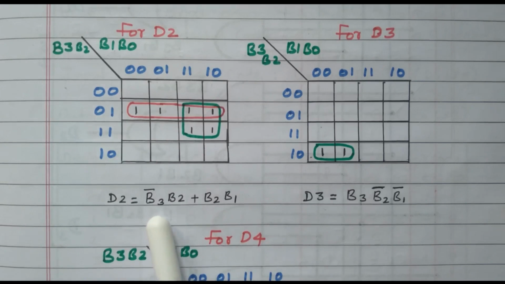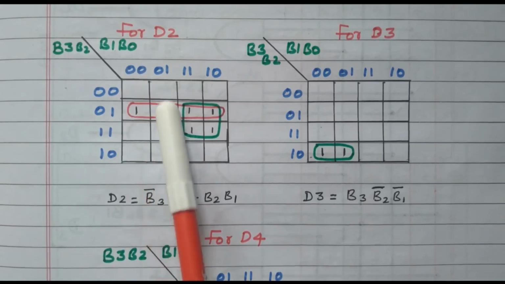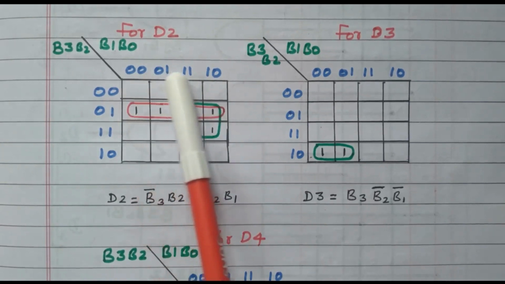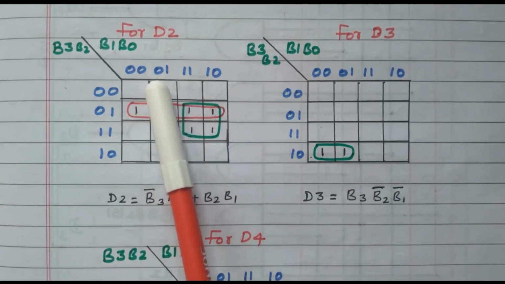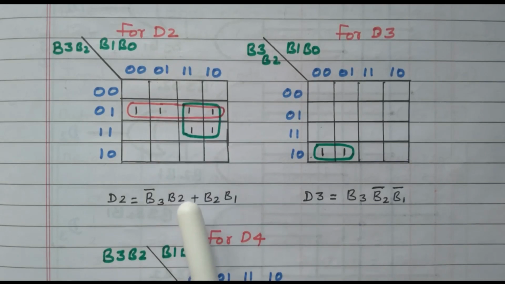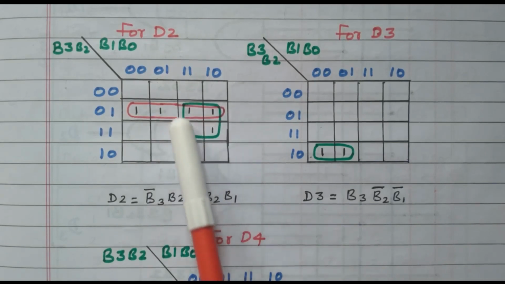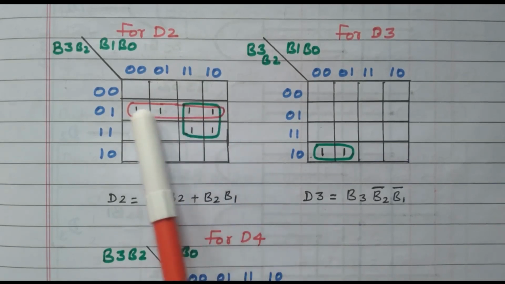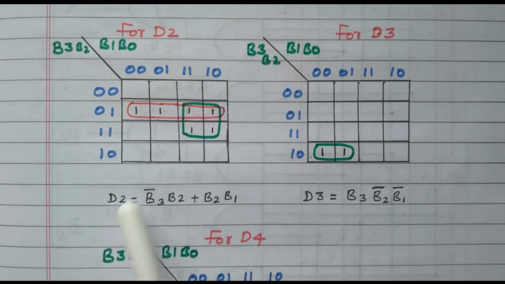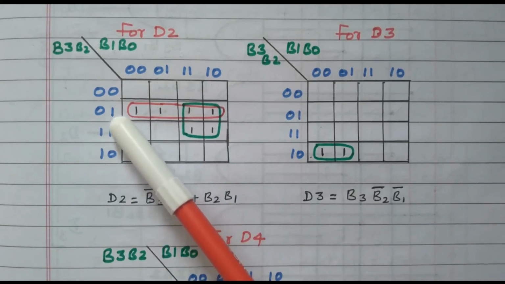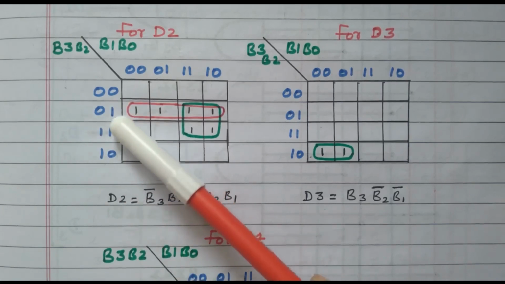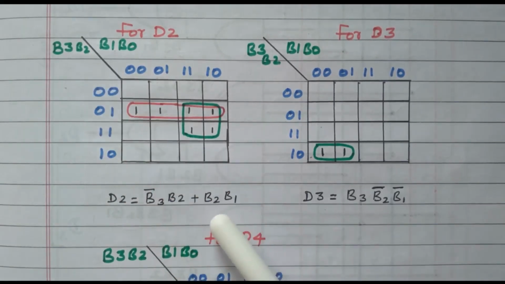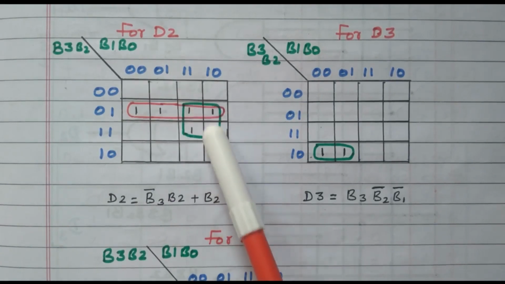So B3 dash B2. The corresponding columns, all 4 columns are available. So they got cancelled. 0 0 cancelled by 1 1. 0 1 cancelled by 1 0. Now we have to refer to these 4 ones, the corresponding second row and third row. In the second and third row, this 1 is available commonly. This 0 and 1 is cancelled. This one, what is this one? Second one means B2.